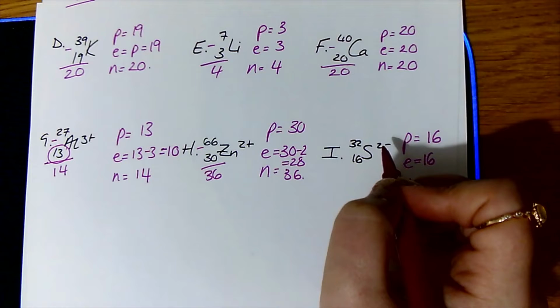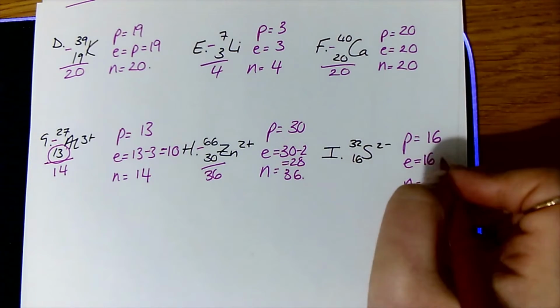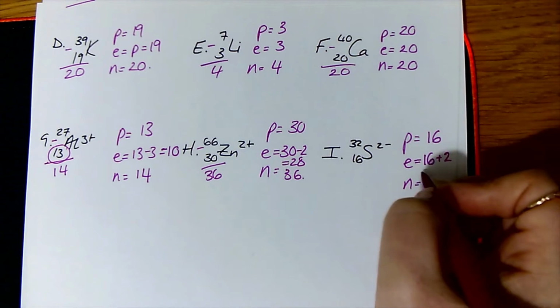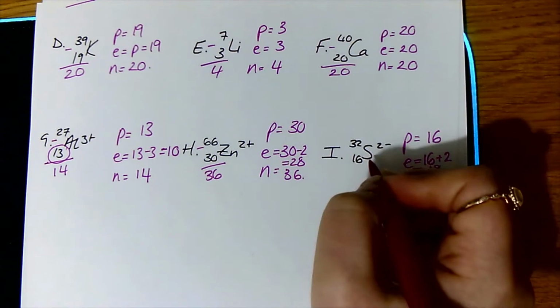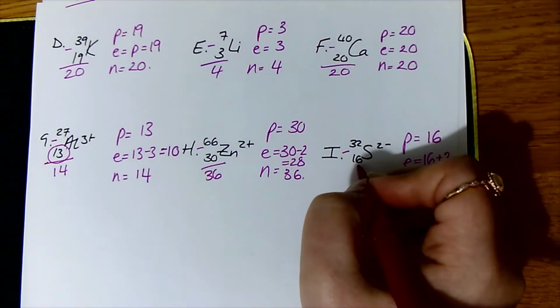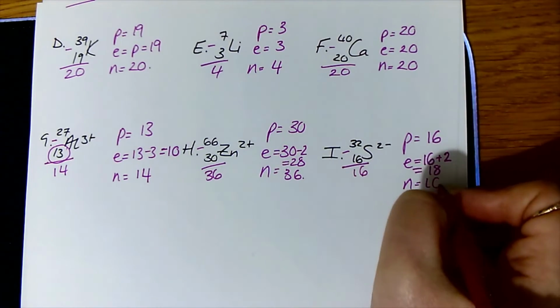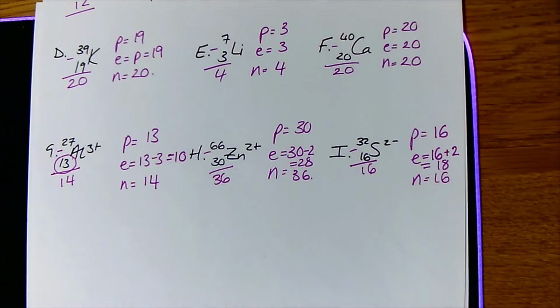So again, when this charge jumps over the element symbol, we change the sign. So it's 16 plus 2 this time. So now we have 18 electrons. And for our number of neutrons, it is 32 minus 16, which is 16. And that's how you would work out the number of protons, electrons and neutrons in an ion.